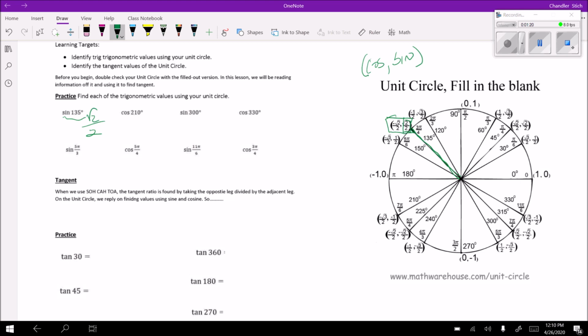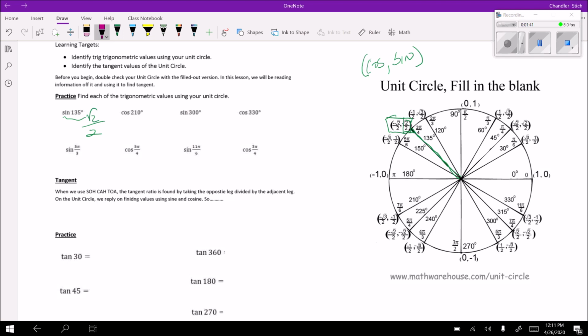It's very easy. You could use your calculator, but the problem with your calculator is it gives you a decimal. I don't want a decimal. I want a fraction, square root of 2 over 2. The decimal version of that is probably like 0.7 or something like that. Use the fraction that it gives you.